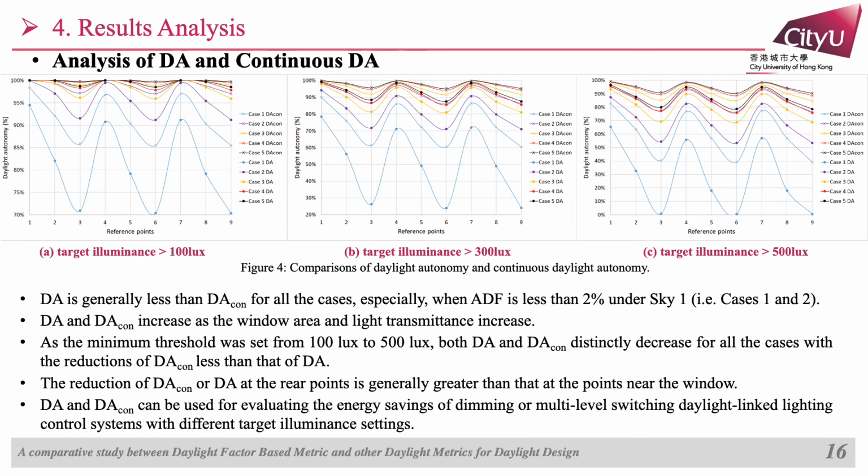This figure shows the comparison of daylight autonomy and continuous daylight autonomy. The daylight autonomy is generally less than continuous daylight autonomy for all cases when ADF is less than 2% under sky number 1. These two daylight autonomies can be used for evaluating the energy savings of dimming or switching daylight-linked lighting control system with different target illuminance settings.